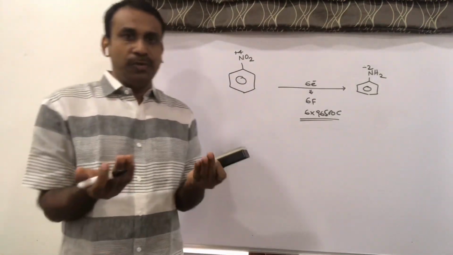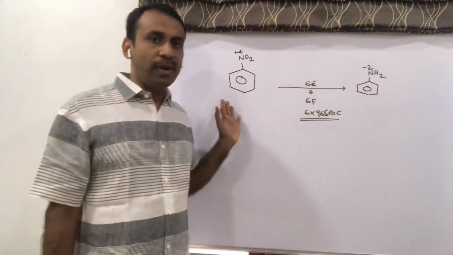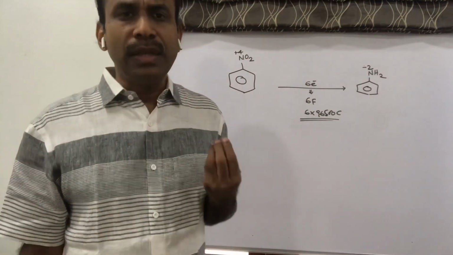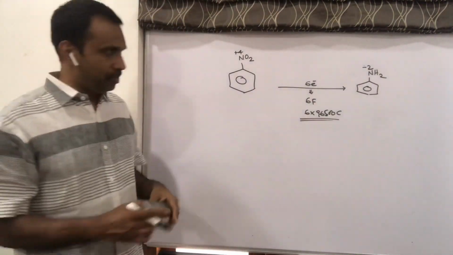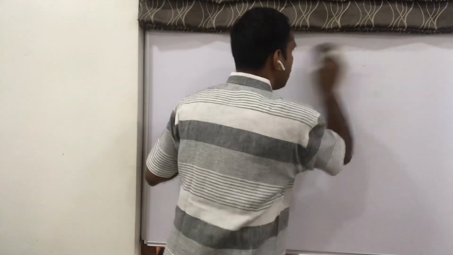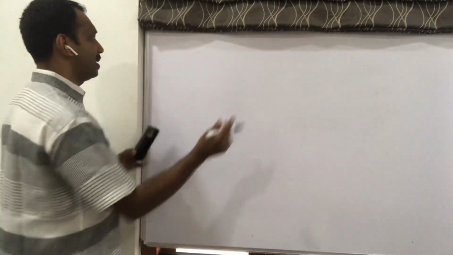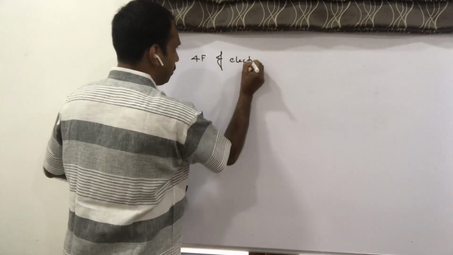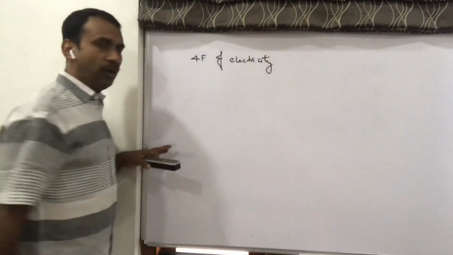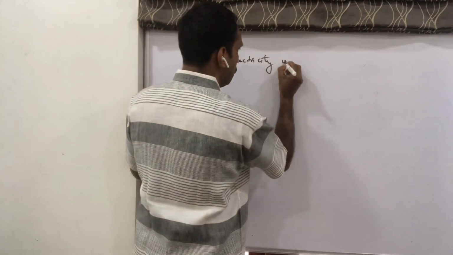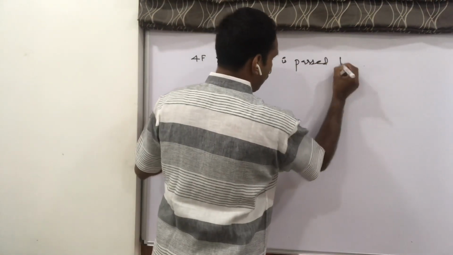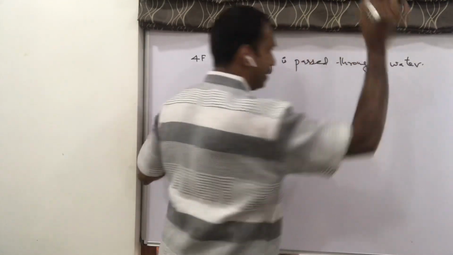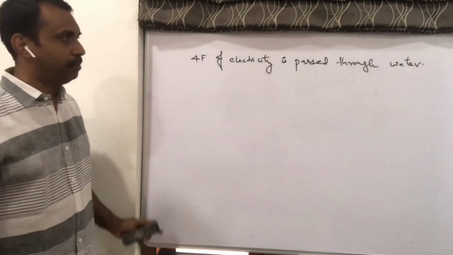I hope you are able to find out the number of Faraday required for conversion reactions. Clear? Now I will give you a simple numerical problem based on this concept. Here is one question from a previous All India Medical Entrance Exam. The question is like this. You see, 4 Faraday of electricity is passed through water.